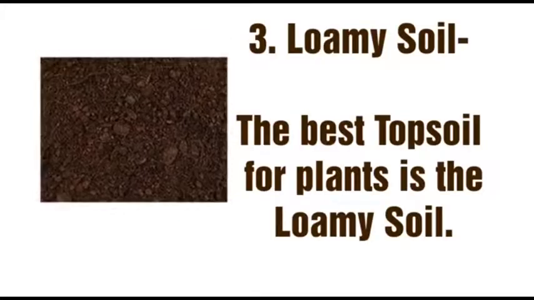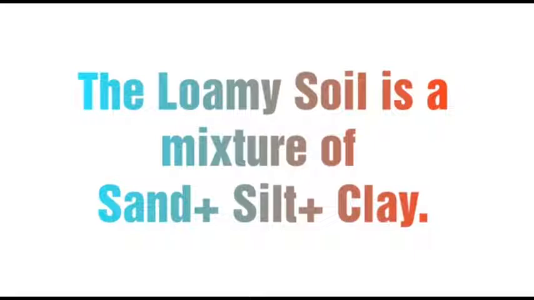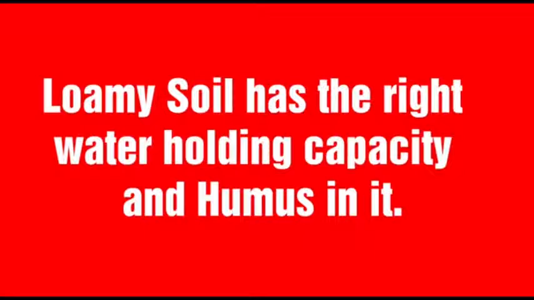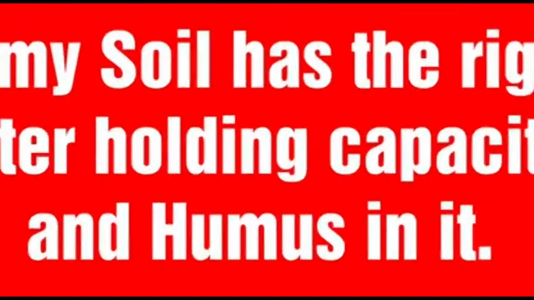Third one, loamy soil. The best topsoil for plants is loamy soil. Loamy soil is a mixture of sand, silt and clay. Silt particles are of a size between sand and clay. Silt particles are deposited on riverbeds. Loamy soil has the right water holding capacity and humus in it. That's why it's best for growing plants.